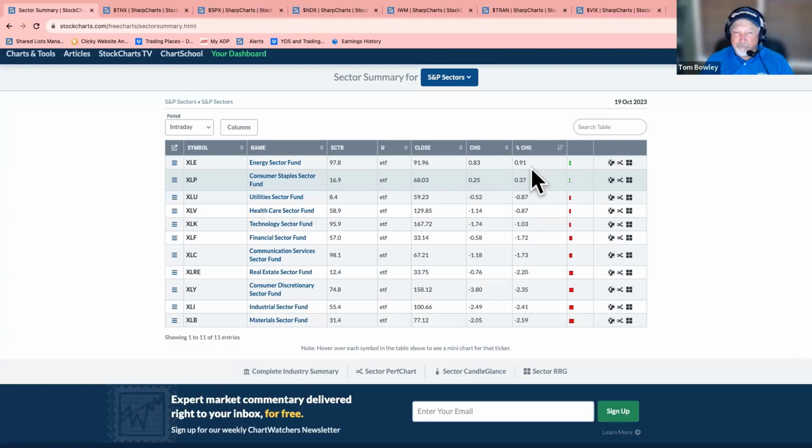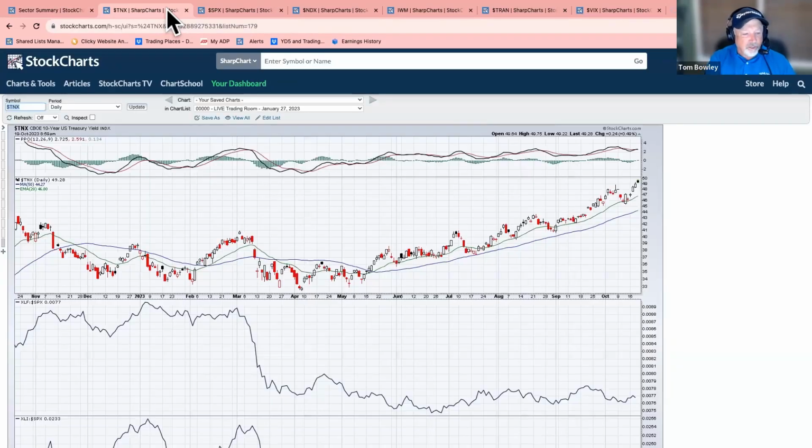But again, two big surprises in Tesla and in Netflix in terms of their earnings last night. We'll get into more earnings in just a couple of minutes. Let's first go over to the 10-year Treasury yield. As far as earnings reports go today, or not earnings reports, we'll get into that in a minute.